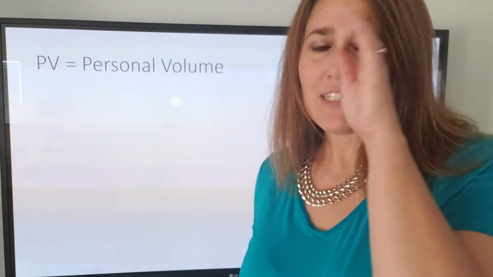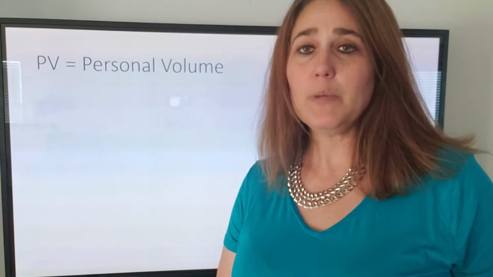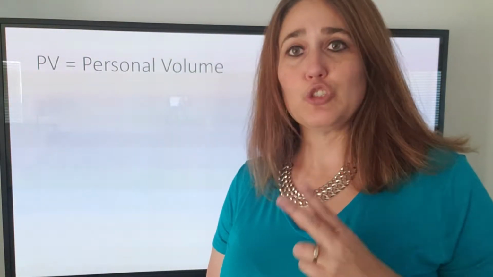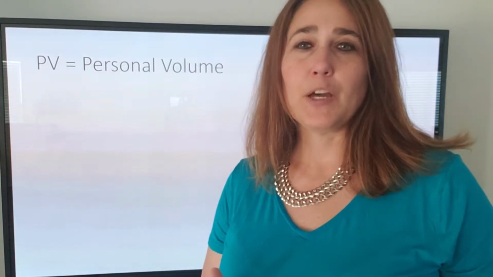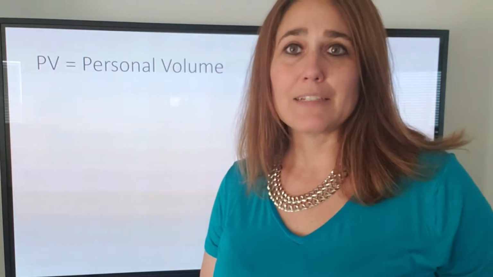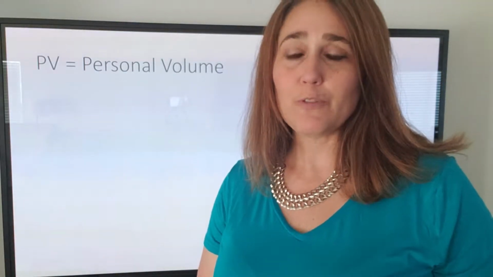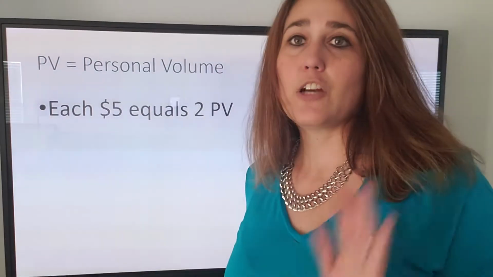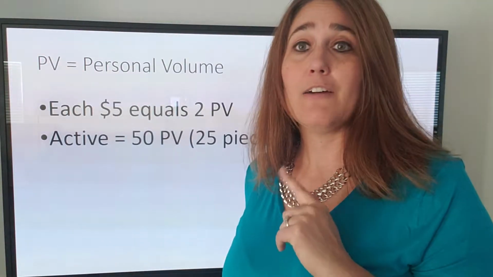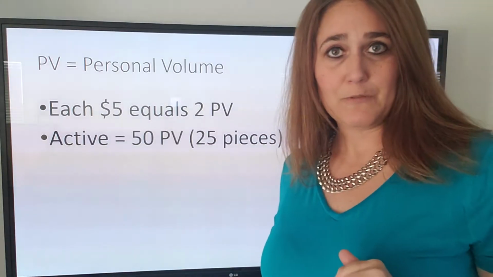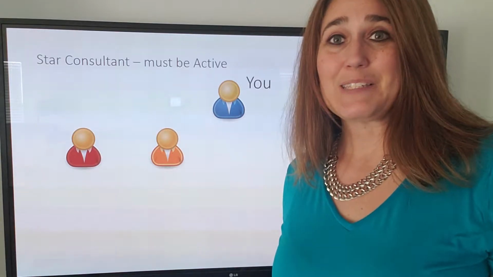Okay, so the first thing that we're going to talk about is PV. PV is personal volume, and each $5 item has 2 PV, and so that is going to matter when it comes to talking about ranks and being active and recruiting and stuff like that. So PV is personal volume, and each $5 piece has 2 PV. In order to be active for the month, you have to have 25 pieces, which is 50 PV. Okay, so those are terms that are all necessary to know with all this.